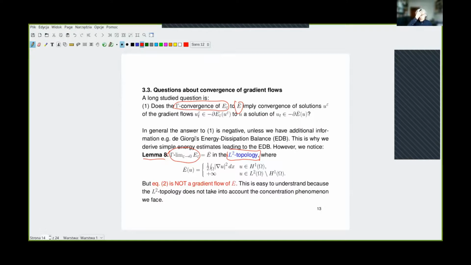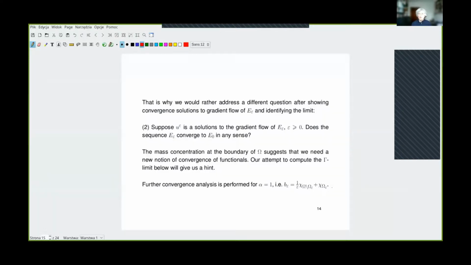And we see that something is not correct, because we are aiming at obtaining the heat equation with the dynamic boundary conditions, and we know that this is a gradient flow of a different functional. So we see that something went wrong. So possibly we are using a wrong topology when we are computing the gamma limits, because the L2 topology does not take into account any concentration phenomena. So we have to try to compute examples to check what happens.